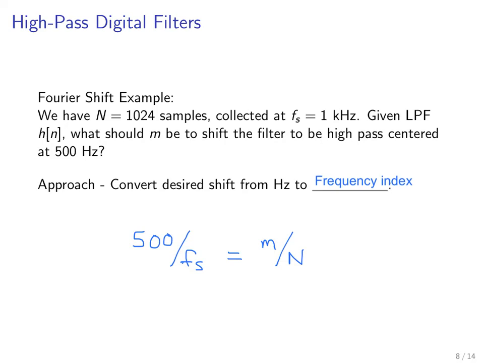So if we do this, then we solve. If we plug in 1,000 for f sub s and 1024 for N, then of course we get 1/2 equals m over 1024, and m must be equal to 512.